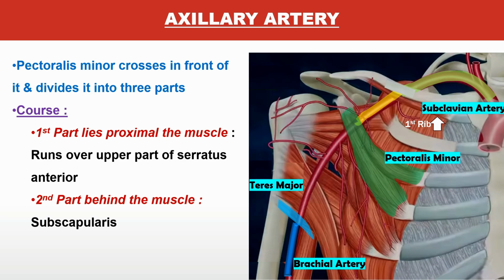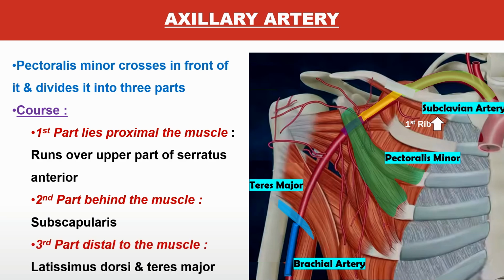Subscapularis, this is the second and the upper third part, and latissimus dorsi and the teres major on the lower third part. After it crosses the teres major, this will enter into the arm and it will become a brachial artery. Okay? So only in these parts, only in relation to these muscles, it is the axillary artery.